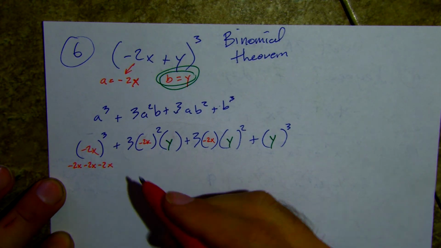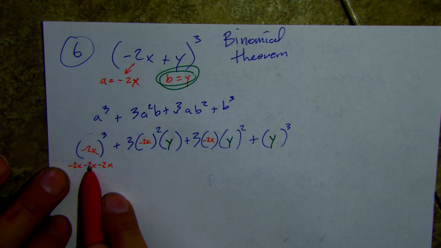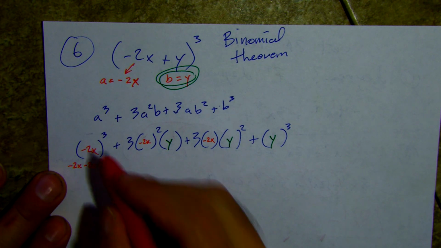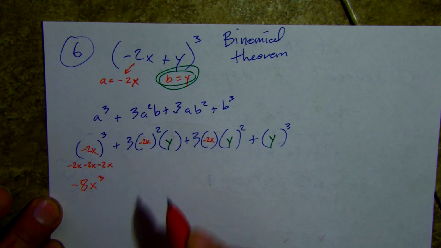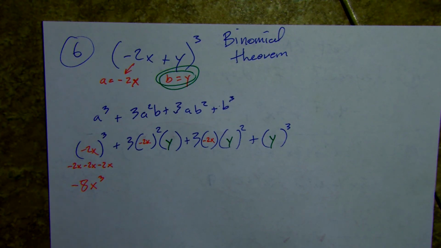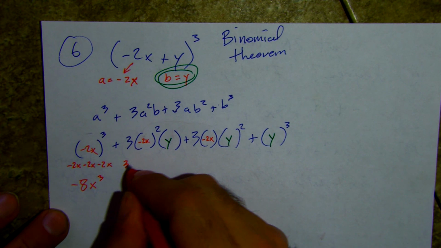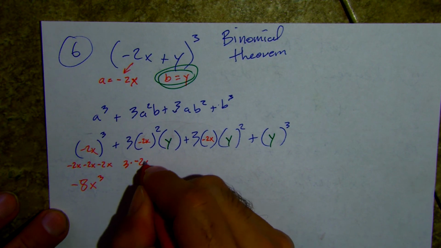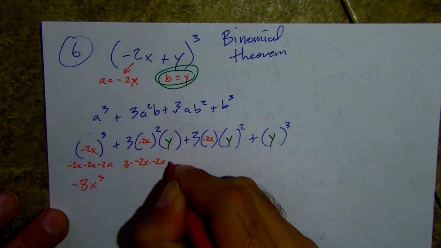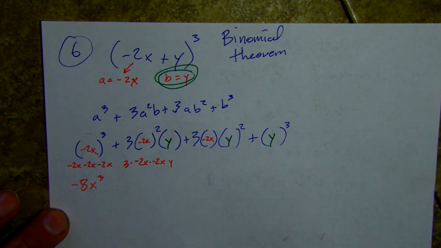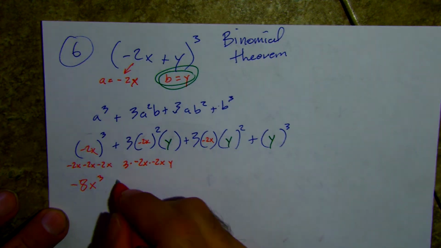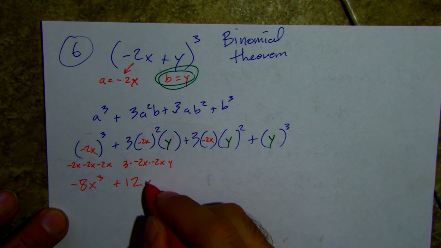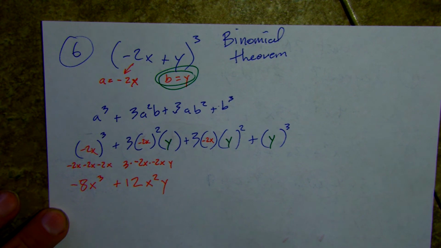Next, it's going to be 3 times negative 2x times negative 2x times a y. So negative 2 times negative 2, positive 4. Positive 4 times 3, positive 12, x squared y. Then 3 times negative 2x times y squared, we get negative 6xy squared. This last one, we don't even have to rewrite it. It's just going to be y to the third.